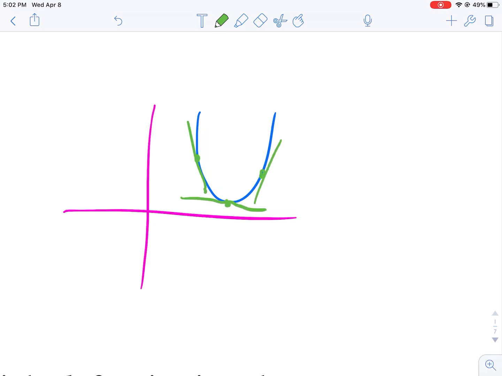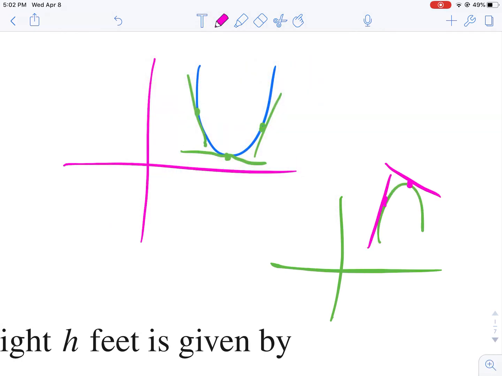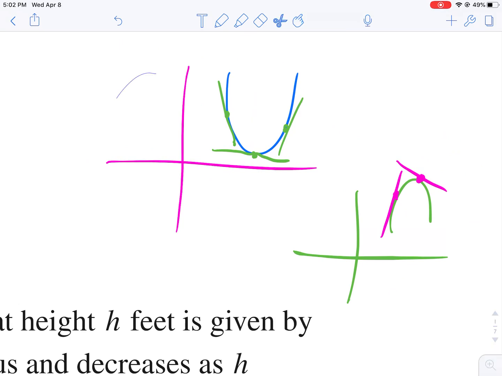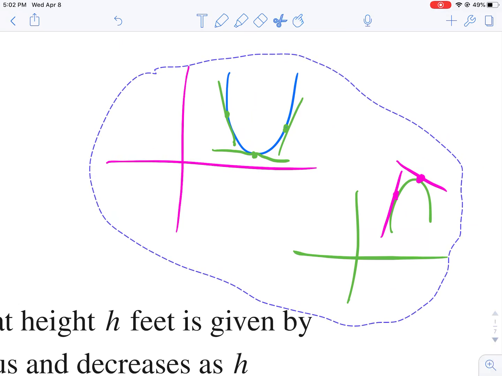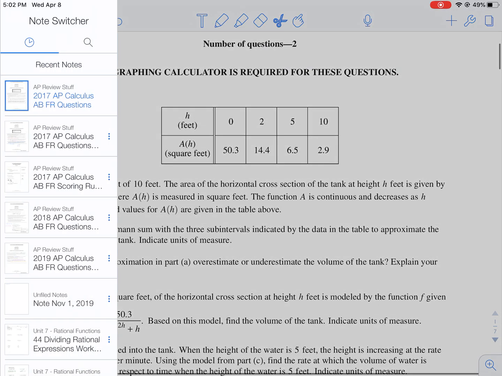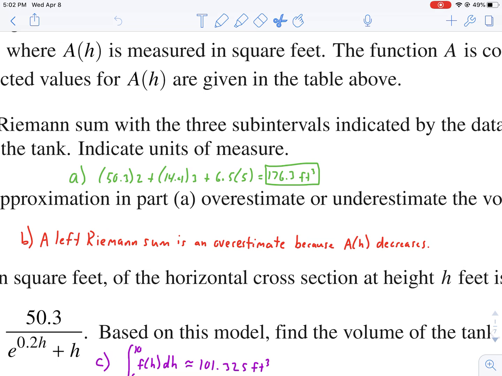So if you have a concave up function and you do a tangent line approximation on it, then it's an underestimate. If it's concave down, then that's when you have an overestimate, because any tangent line you draw has to be above the curve, except for at the point of tangency where they're actually equal. Okay, so there's 2 different types of estimations we do, and you determine if it's an overestimate or underestimate based on those things right there. So all you had to do in 1b is say the left Riemann sum is an overestimate because A of h decreases. That's all we're looking for there.